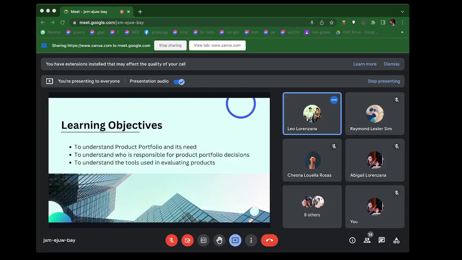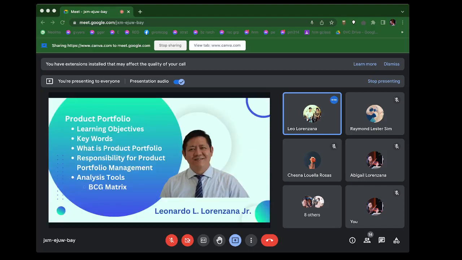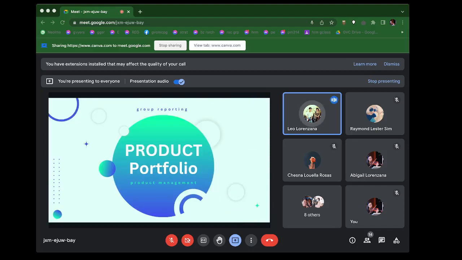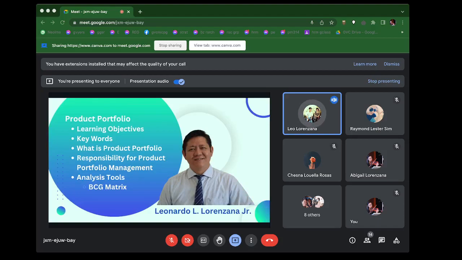I will be reporting on learning objectives, keywords, what is product portfolio, responsibility for product portfolio management, and analysis tools like the BCG Matrix.